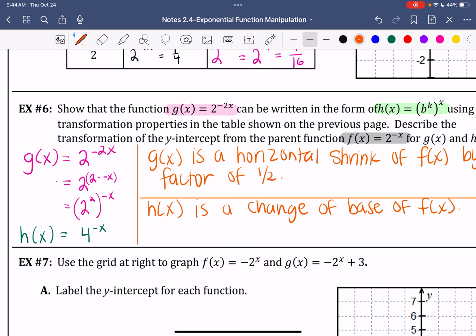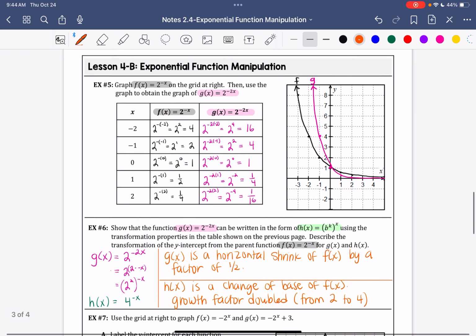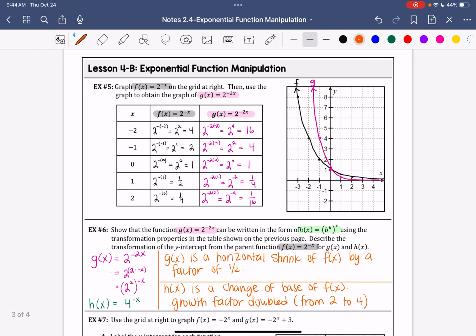So let's say growth factor doubled. And in parentheses, it was from 2 to 4. So I know it doesn't look like growth. It looks like decay when you look at the picture because it's reflected. The negative sign means reflected. But look at the black one. I mean, it's growing, of course. But then look at the pink one. It's growing a lot faster. So the growth rate doubled.